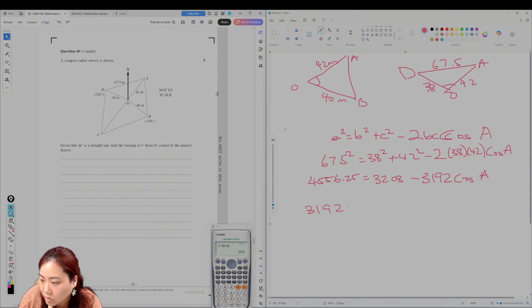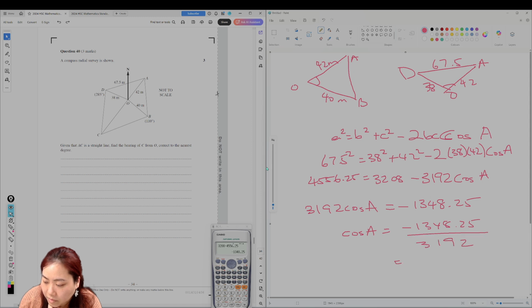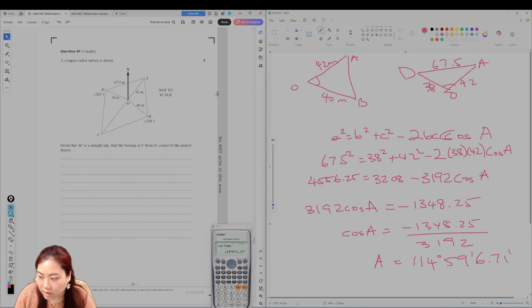We're going to get 3192 cos A equals 3208 minus 4556.25, which gives negative 1348.25. So cos A is going to equal negative 1348.25 over 3192. Shift cos of the answer, and A is going to be 114 degrees 59 minutes 6.71 seconds.